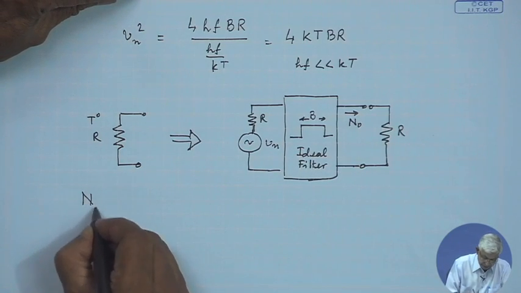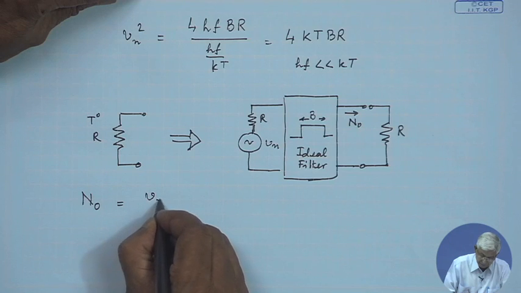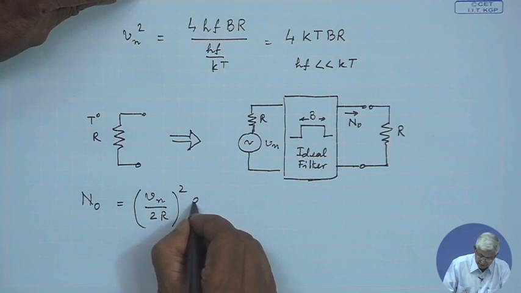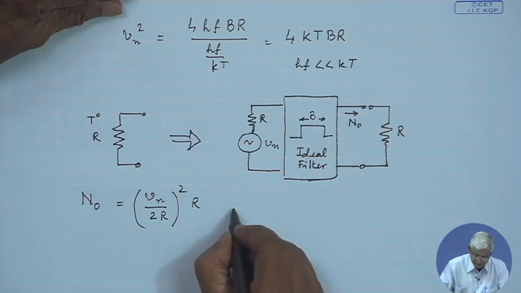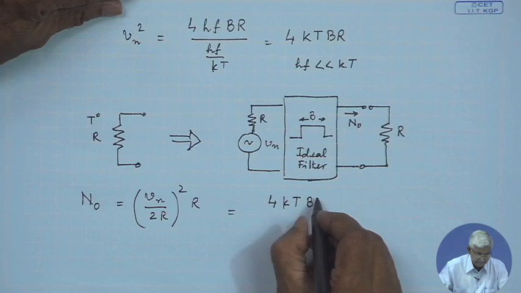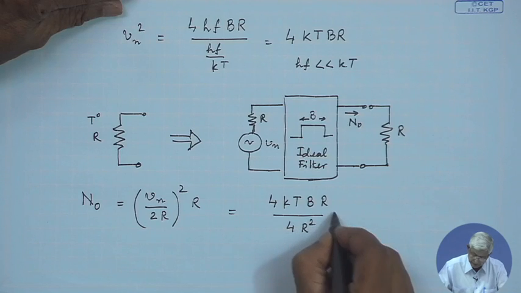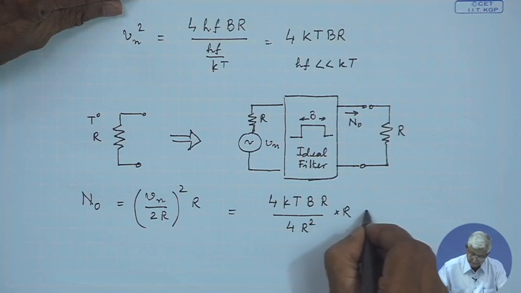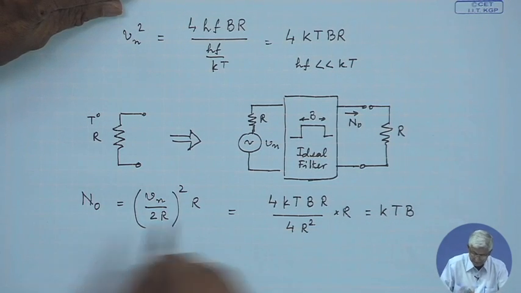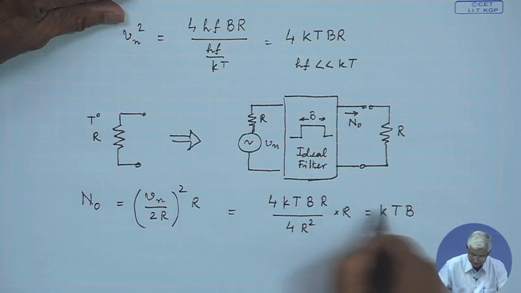So, now we can write the noise power N0 as the current, which is Vn by 2R, current square into R. That is the noise power, and if we put the Vn value here, it is 4 k T B R divided by 4 R square into R. That gives us k T B. This we must always remember: noise power is equal to k T B. Noise power is equal to k T B. How it is derived, we have seen.